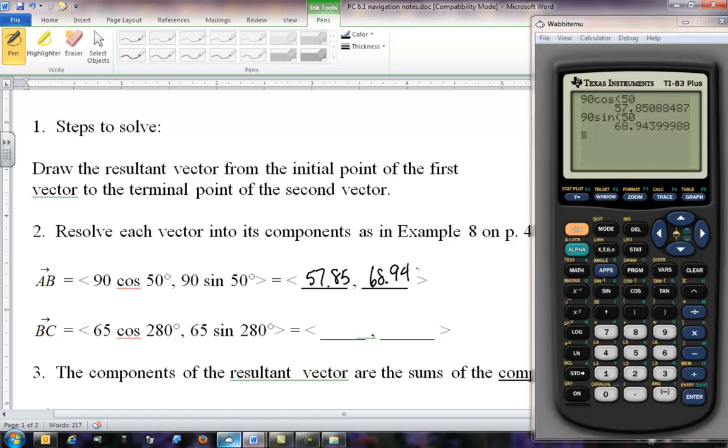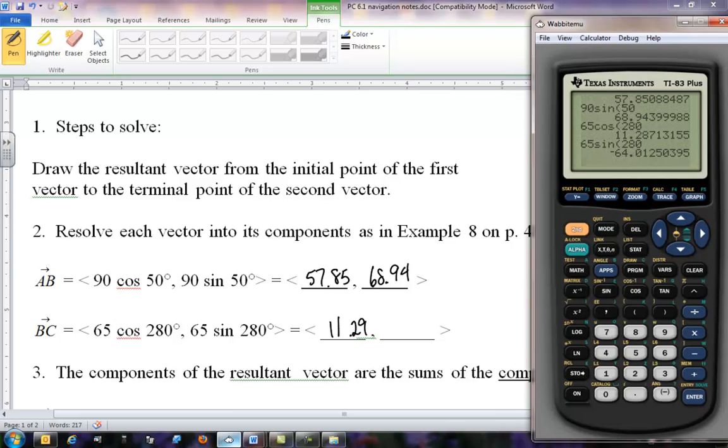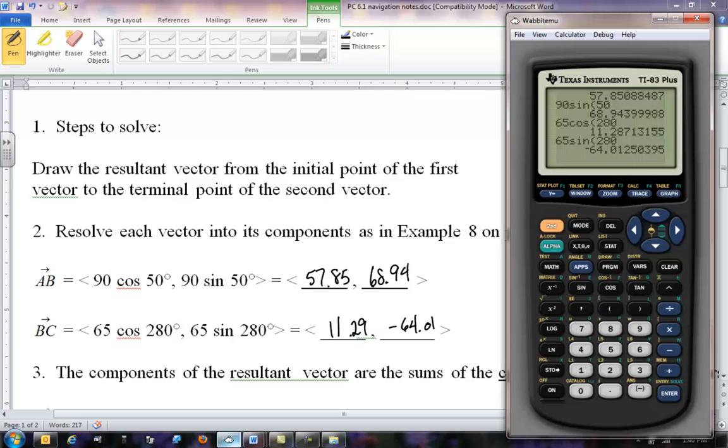That's your plane. Now you've got to do the same thing for the wind, or vice versa. Either way, you've got to resolve both of them. 65 cosine 280, 11.29. 65 sine of 280, negative 64.01. So those are your components.